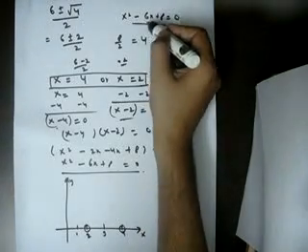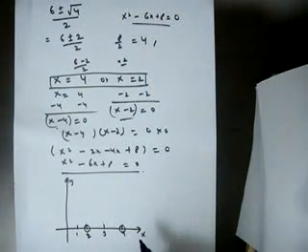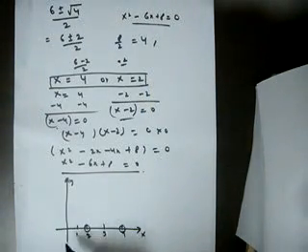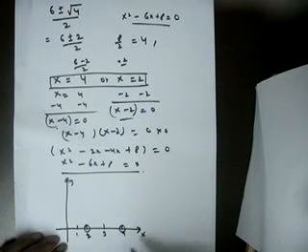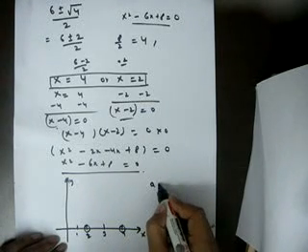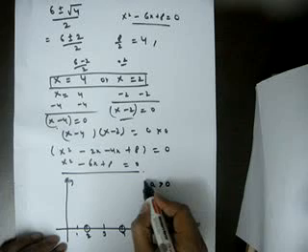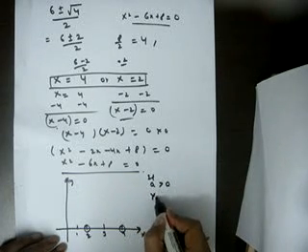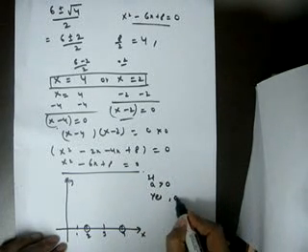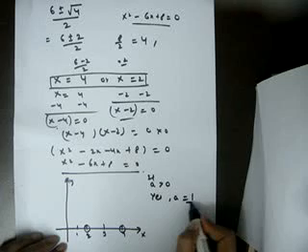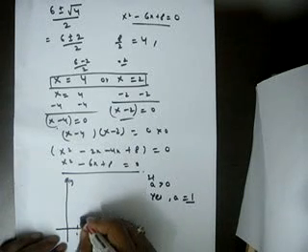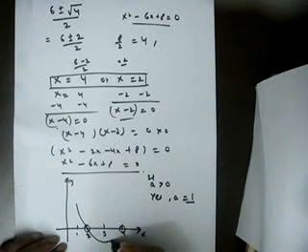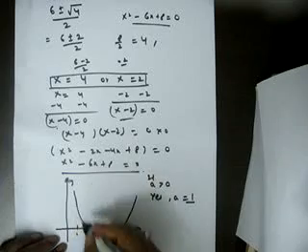If I have to represent x² − 6x + 8, this function, on this graph, then first of all I'll check what is the value of a. Is it greater than 0? Yes, it is greater than 0, because a = 1 in this case. So I'll just draw an upward parabola which is passing through 2 and 4.